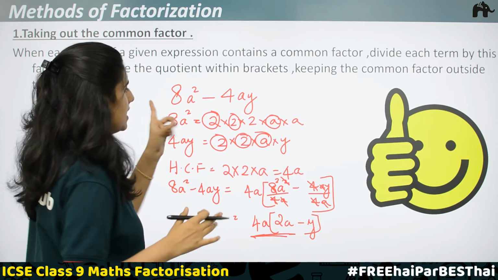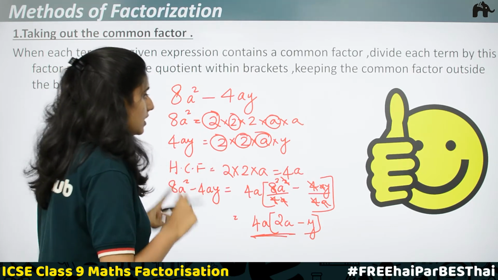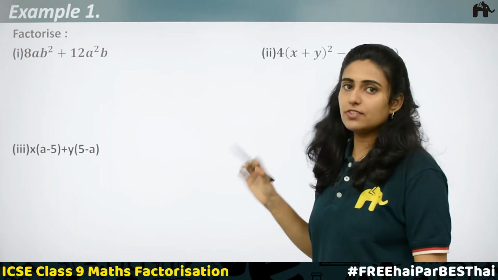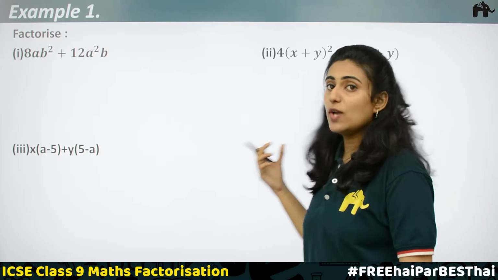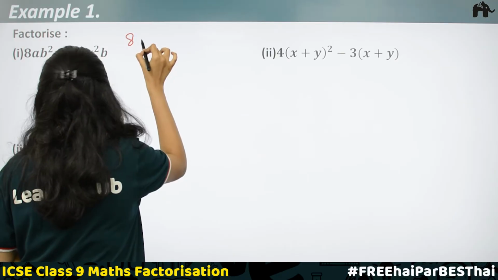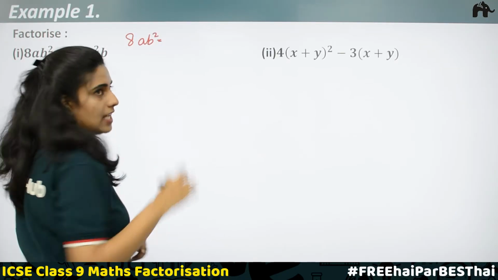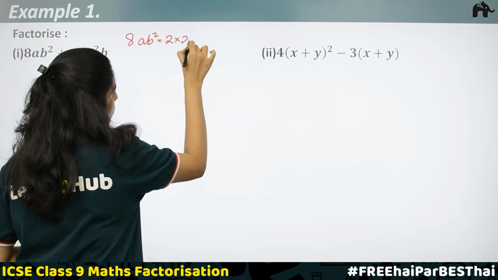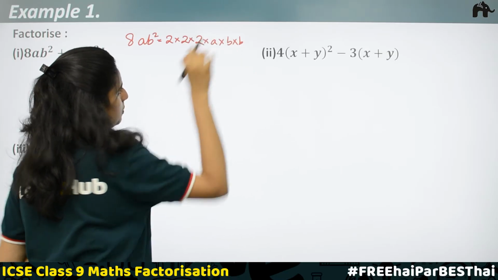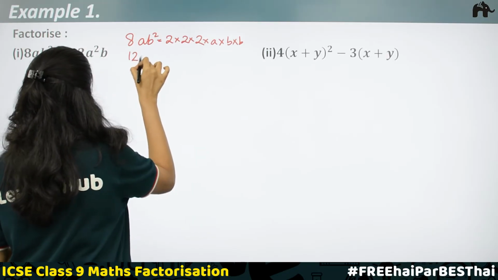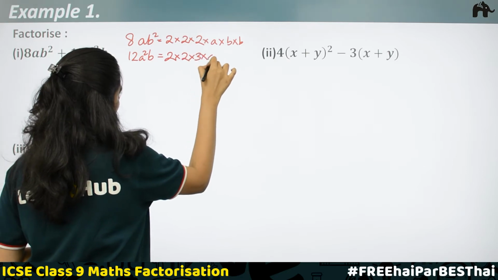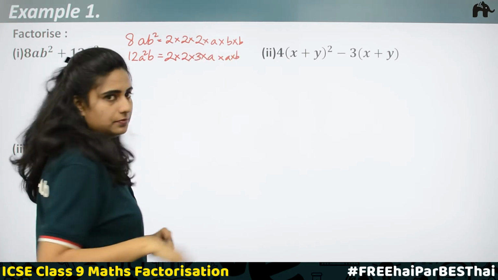This is the factorization of 8a square minus 4ay using the taking out the common factor method. Let us take an example. Factorize the first question, 8ab square plus 12a square b. First we have to find the HCF. To find the HCF, 8ab square can be written as 8 is 2 into 2 into 2, and 2 is a prime number, then a into b into b. What about 12a square b? That is equal to 2 into 2 into 3 into a into a into b.